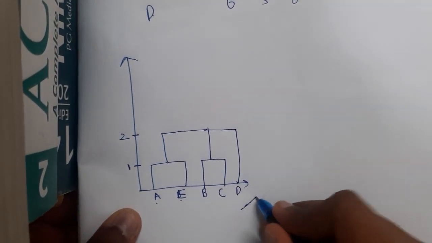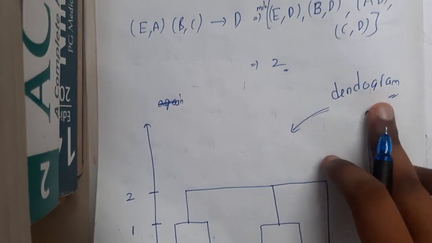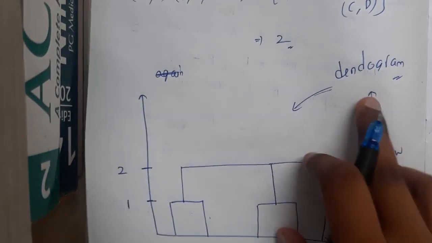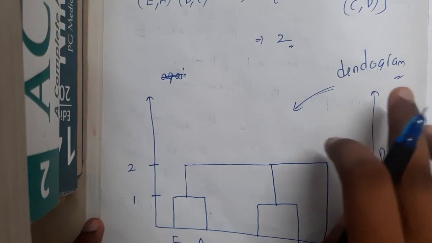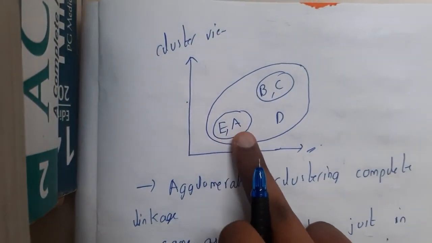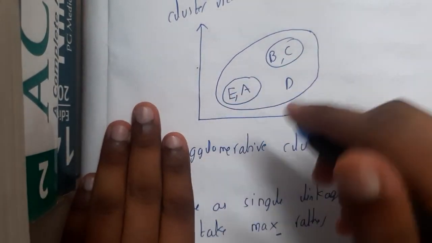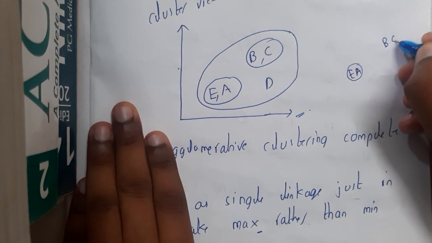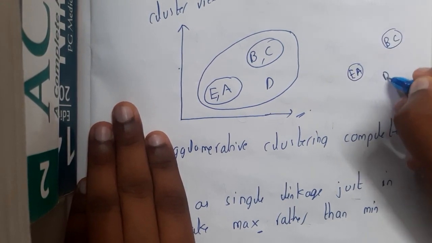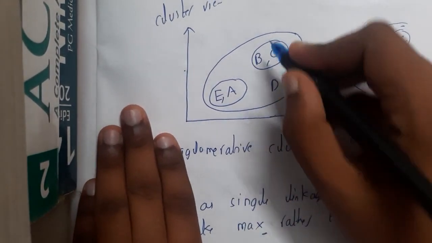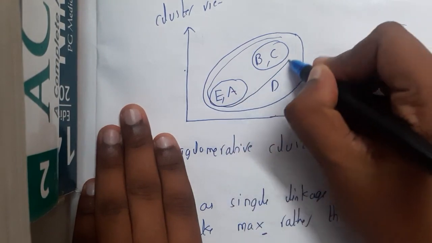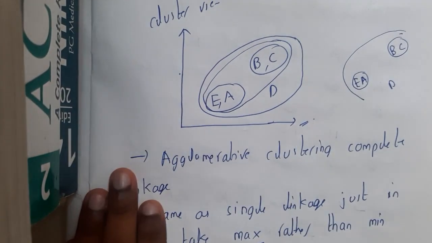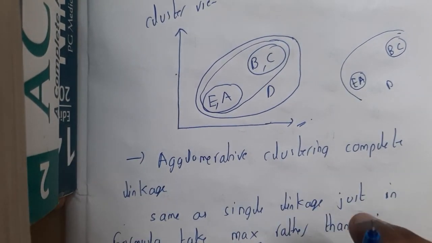So this is your diagram, guys. So this diagram only they will be calling a dendrogram, guys. So in some examinations they might ask you to draw a dendrogram for the given matrix distances. So if you want to represent in terms of clusters, initially EA combined, so you will be writing EA combined. After that BC combined. After that D and everything is combined. So after that these two combined. And after that everything combined, right? So in this way you can draw the cluster diagram.